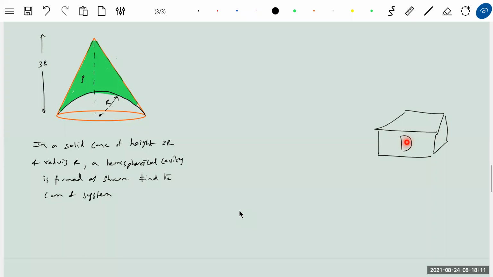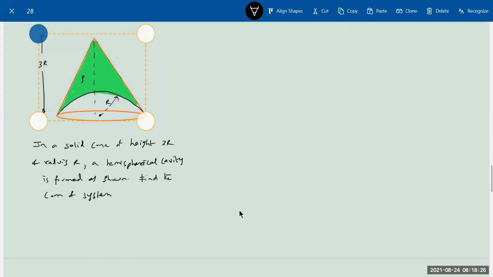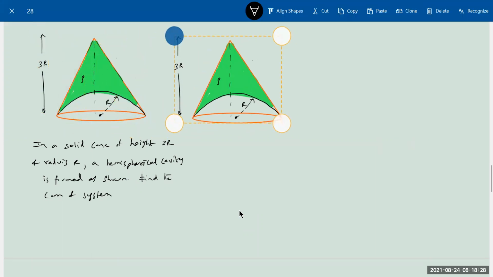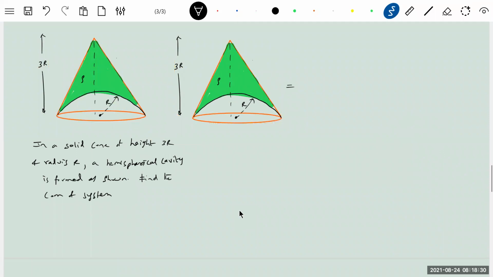In 3D objects, the region where the mass is absent is called a cavity. Okay, work it out here now. So what is the assumption that has to be made here? This particular structure, what we assume is it is equal to a solid cone.